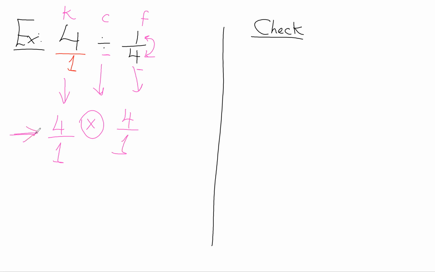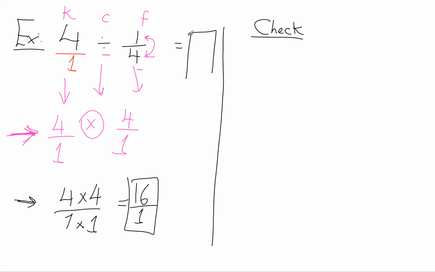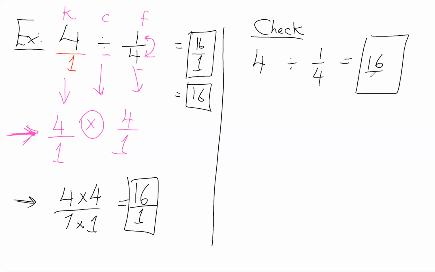Okay, once I apply KCF, I get my question to multiply fractions, and multiplying fractions, we learned it before, so I multiply 4 by 4 and 1 by 1, so my answer is 16 over 1. 16 over 1 is our final answer, or 16. Okay, 16 divided by 1 is 16. So when I'm checking, I need to know which one was my divisor, which one was my dividend, and what is my quotient. Okay, so this is my dividend, this is my divisor, and this is my quotient.